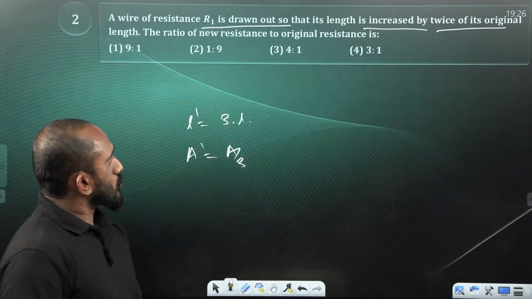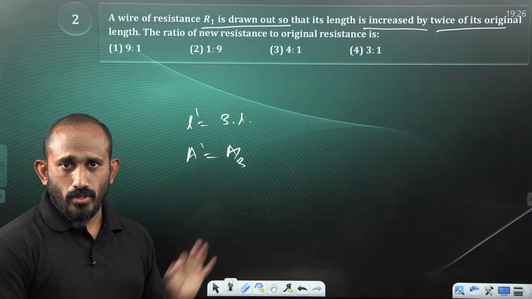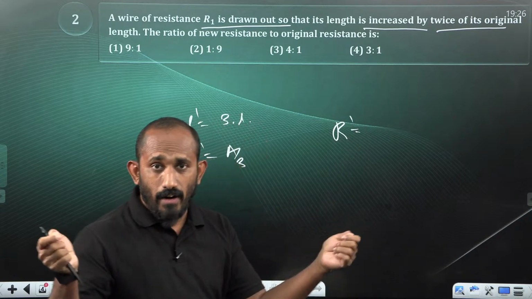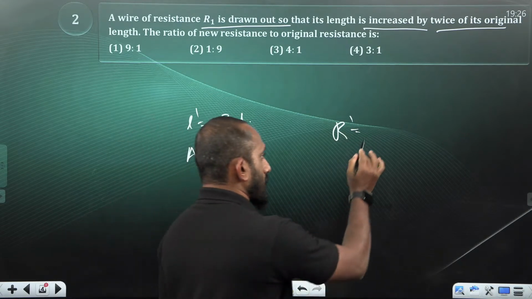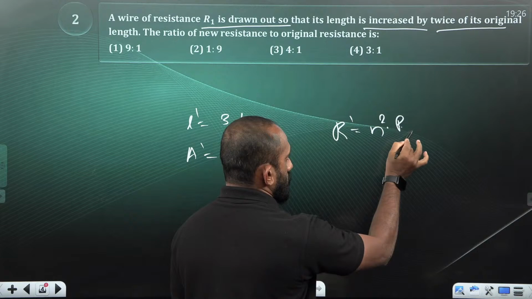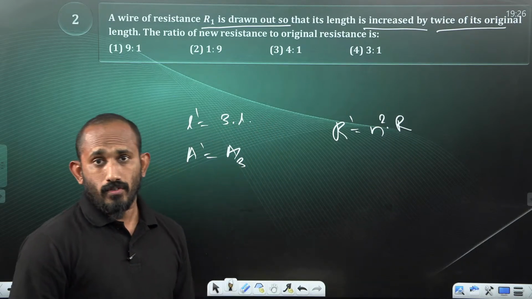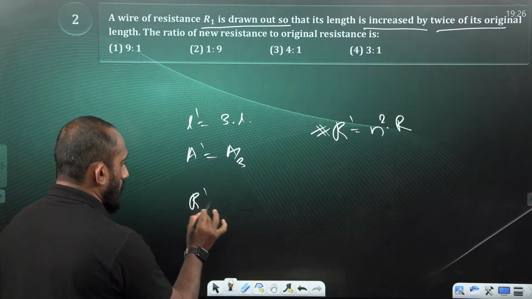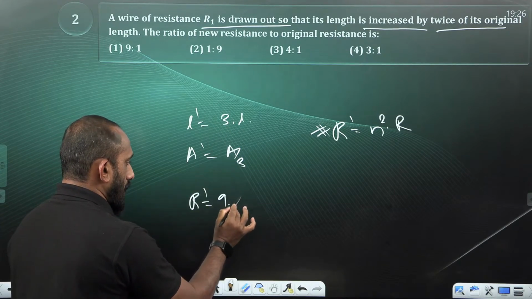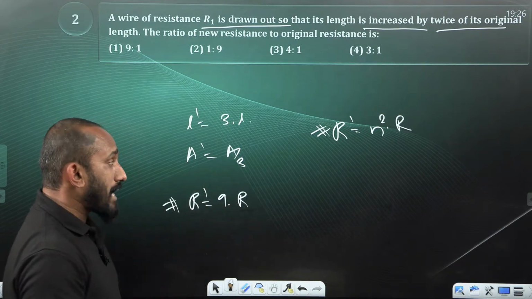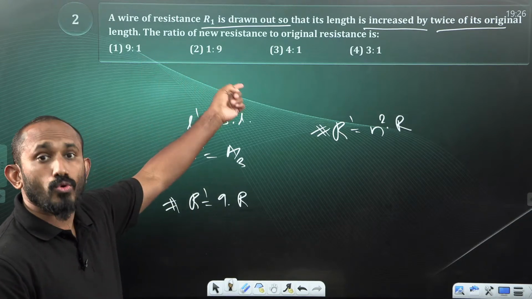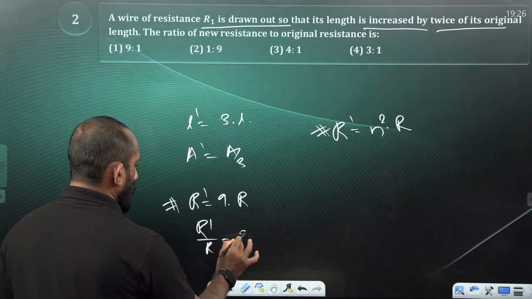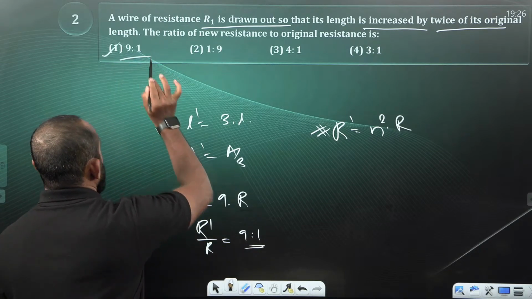The ratio of new resistance to original resistance is, okay, so here length is increased 3 times. You know one logic: if you stretch a wire to increase the length by n times, then new resistance will be n square times the original one. N square times the original one. So in this concept, if you substitute, n is 3, so new resistance will be 3 square, 9R. Ratio of new resistance to original is asked, R dash by R. So R dash by R is equal to 9:1. Option A is the correct answer.